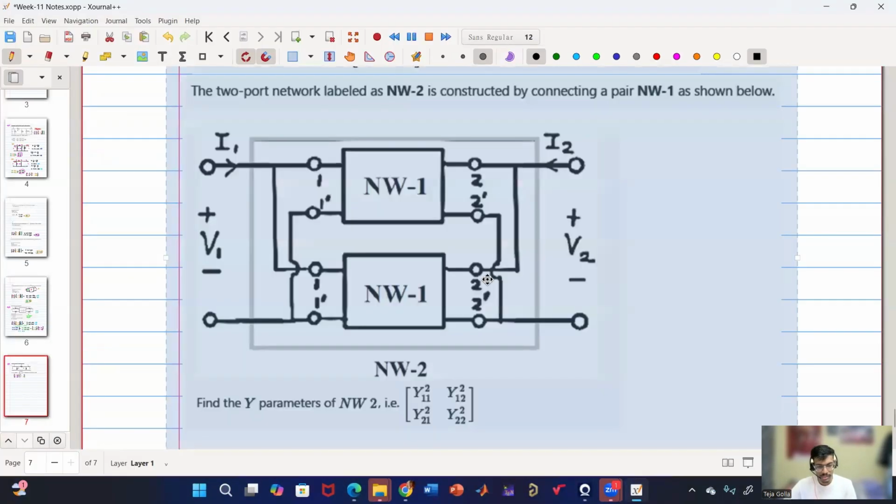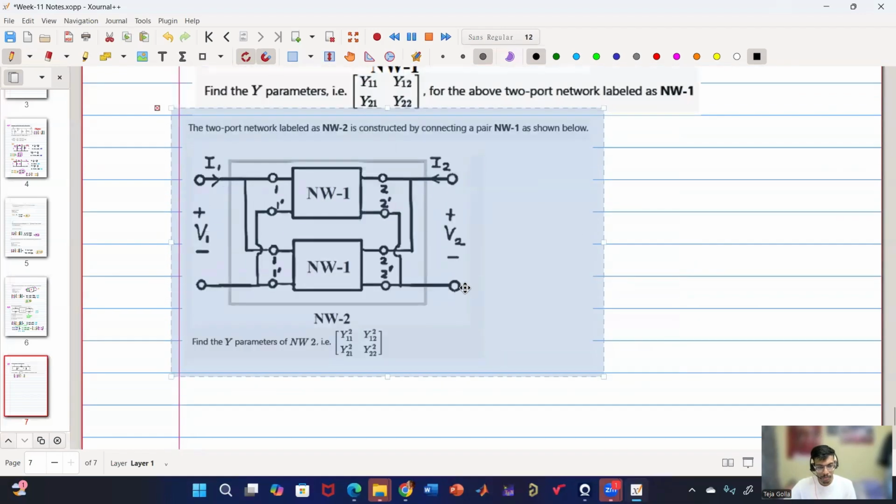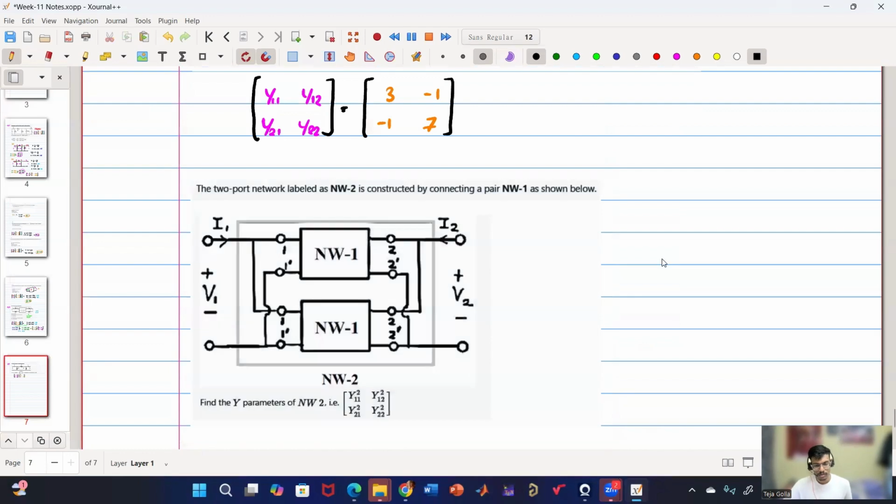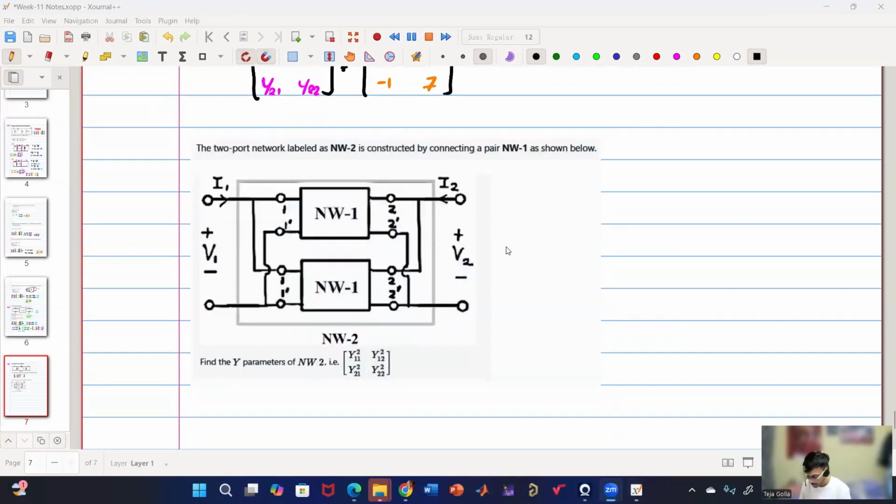Let me put this. Is this the parallel connection? So what happens to the admittance matrix of this new two-port network? Just addition, sir. Addition. So it will be multiplied by 2. Okay. So multiplied by 2, because we have obtained that, now we can also obtain this.